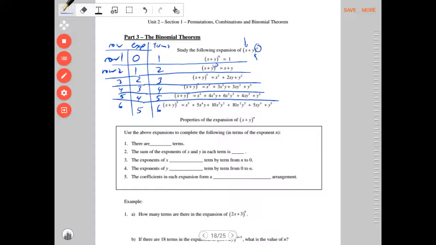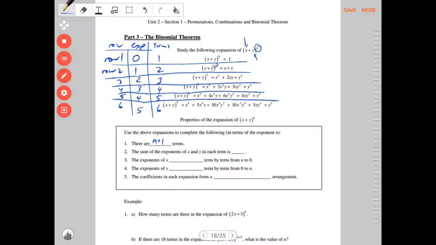Okay, so there are a few things that I want you guys to recognize. There is always one more term than the exponent, so n plus 1, right? The exponent here was 0, we had 1 term. The exponent was 1, and we had 2 terms. The exponent was 2, we had 3 terms. The exponent was 3, we had 4 terms. So the row number and the number of terms are the same, which is always 1 higher than the exponent.